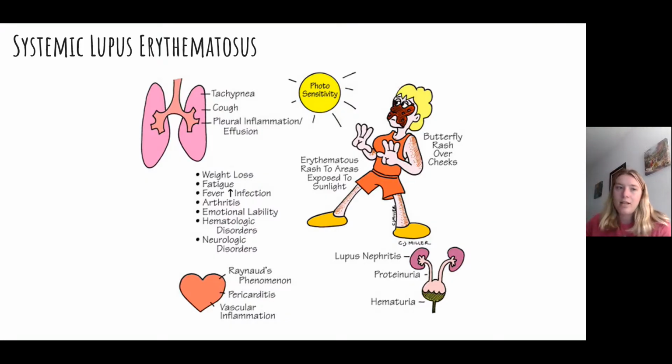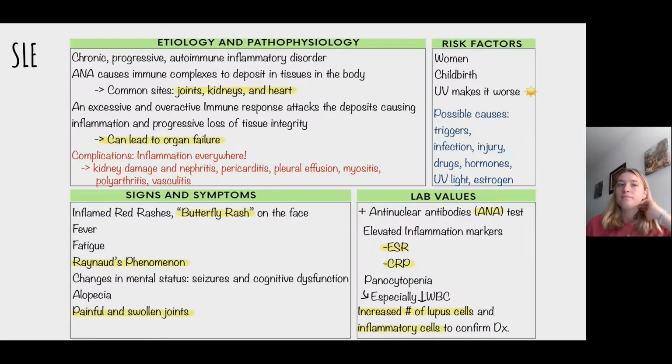So our SLE, our systemic lupus erythematosus. Again, I really enjoy these photos. They really help a lot. I think putting everything together, a big one with these is our photosensitivity, butterfly rash, etc. So let's talk.